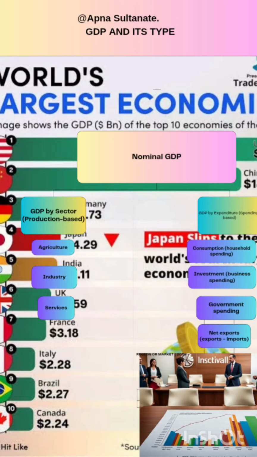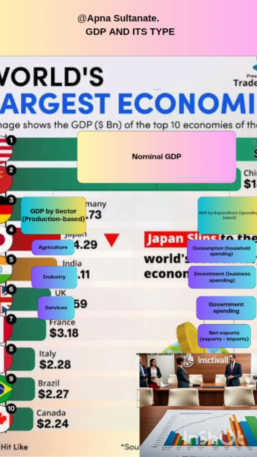Two parts of nominal GDP. 1. GDP by sector. 2. GDP by expenditure. 1. GDP by sector, production-based. This includes the value of goods and services produced in different sectors like agriculture, industry, services. These are all measured at current market prices.